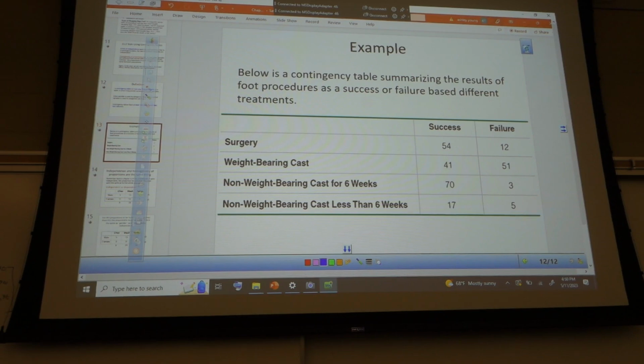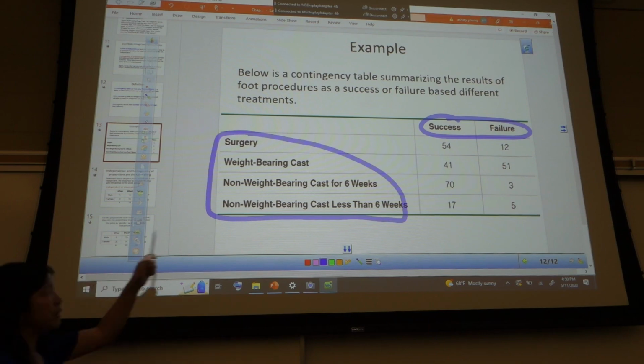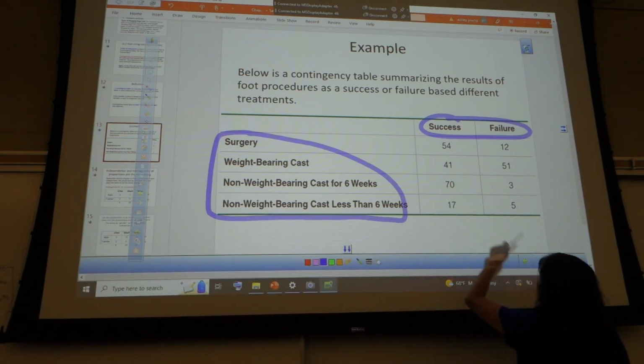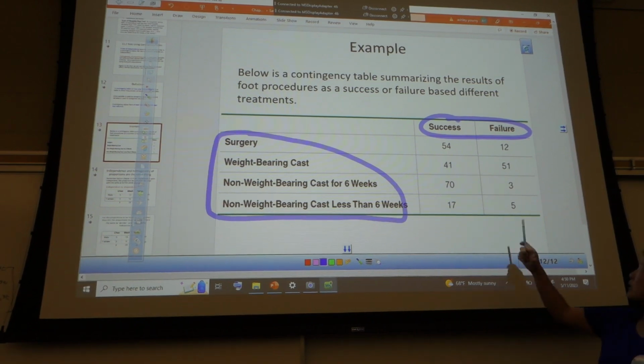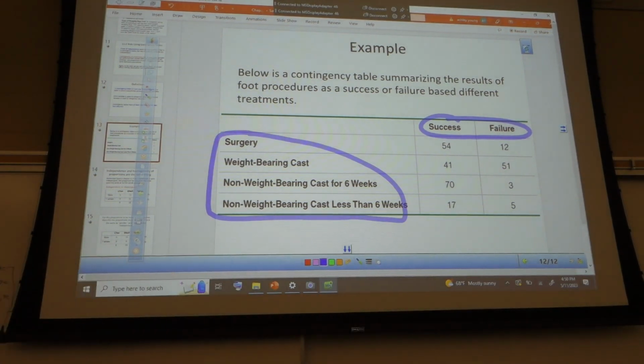So I know whether their surgery was a success or a failure. Another thing I know about them, anybody else? The cast, 4 to 6 weeks or less than 6 weeks? Yeah, the type of treatment. All right, so from each person we know what type of treatment they got for their foot and whether it succeeded or failed. Whether they were healed or not healed because of it. So we know two things. The two things we know about them are categories. That will put them into one of these 8 spots. Right? If it succeeded or failed, and then what type of treatment they got.